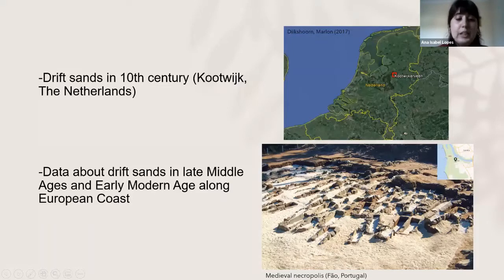Since the 10th century, there have been cases of villages destroyed by drift sands, as happened in Kootwijk, the Netherlands, which was buried by dunes, and the population was forced to disperse to neighboring places. Drift sand events have intensified since the end of the Middle Ages, as demonstrated by a diverse European, but not only, bibliography. In the northwest of Portugal, there were places where similar events happened.